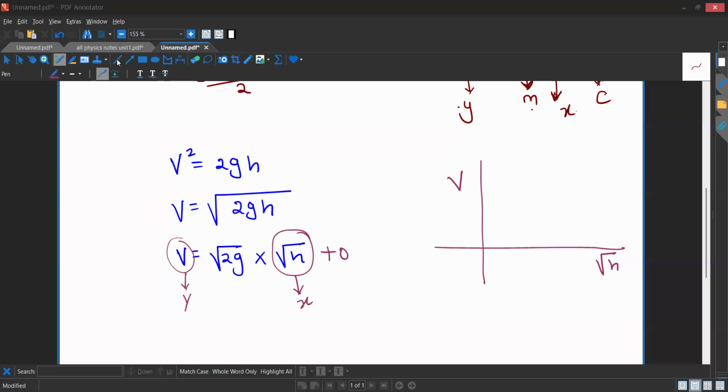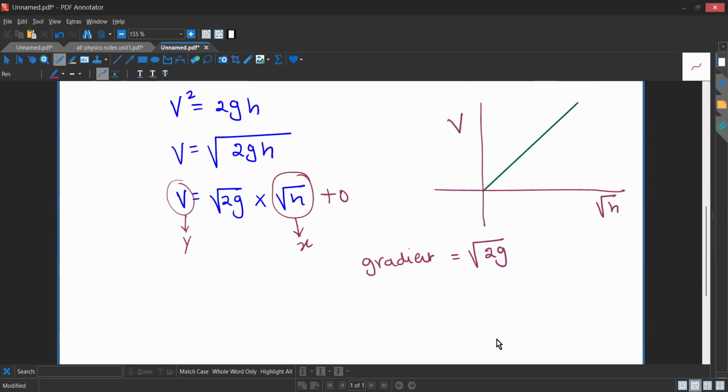It will be a straight line from the origin again. But what will be the gradient in this situation? Gradient equals root of 2g. Understood? Okay.